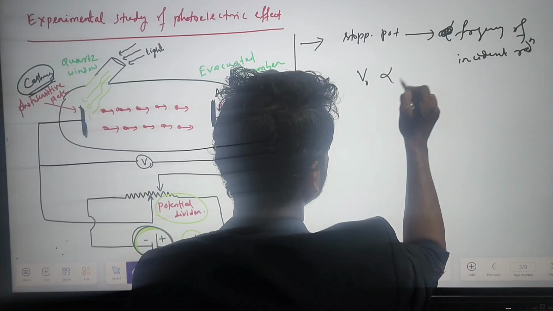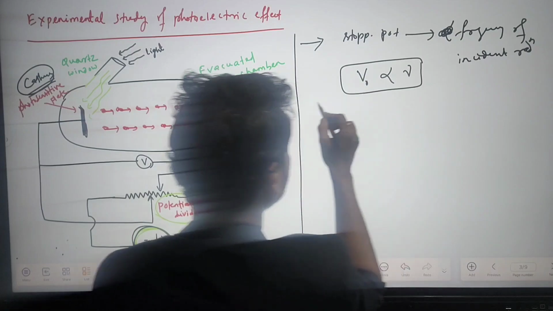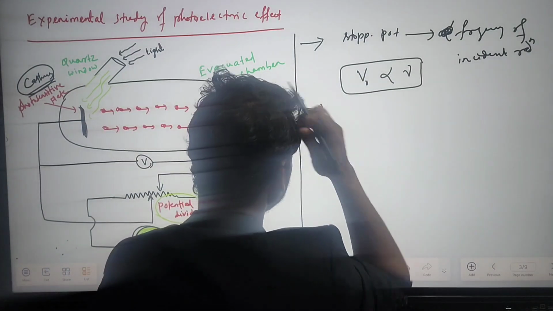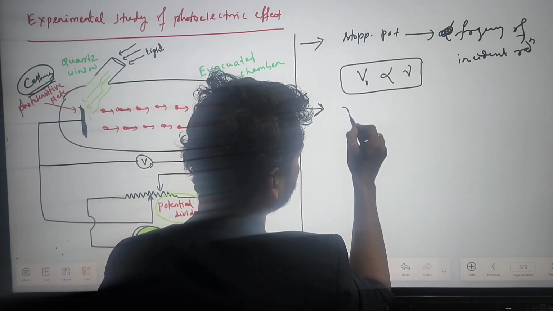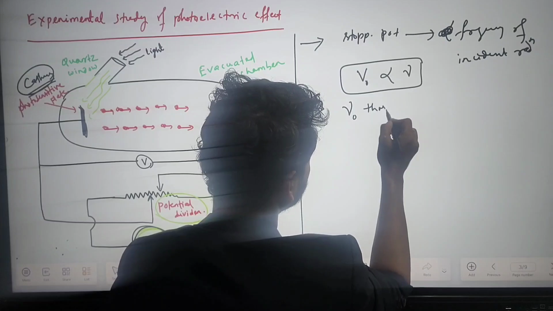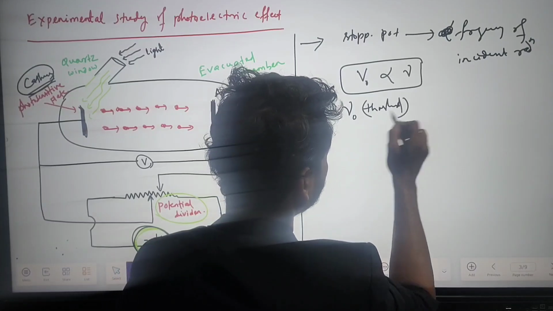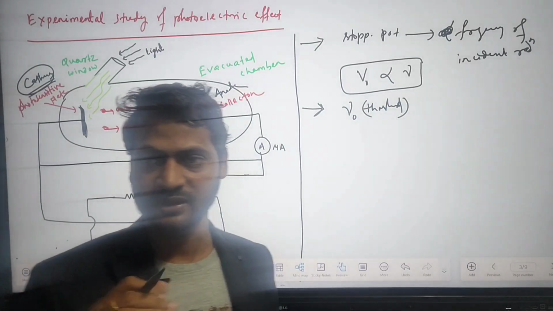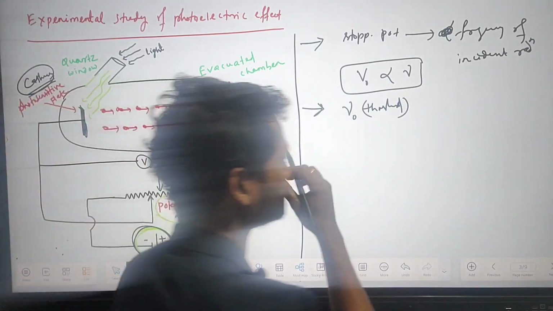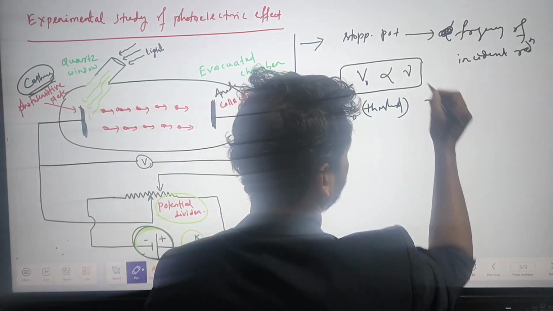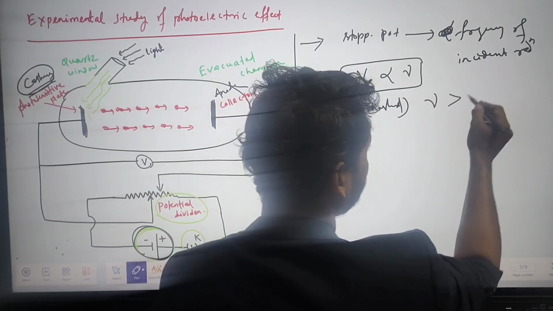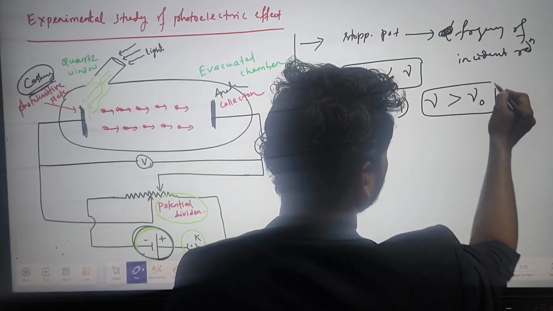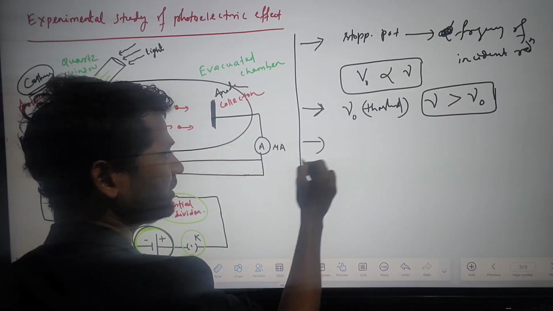V naught is directly proportional to mu. That is point number 1. And point number 2 is threshold frequency. What is threshold frequency? It is the minimum frequency below which photoelectric emission cannot take place, above which photoelectric emission can start. So your frequency of incident radiation must be more than threshold frequency. That is point number 2.